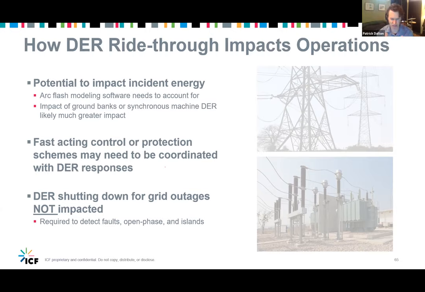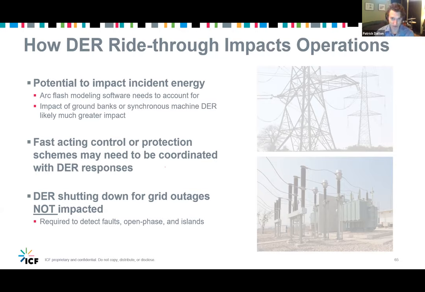So out of synchronism, we were talking about these voltage waveforms and how they're all in sync across the system. Well, out of sync means that the grid side and the DER side voltage waveforms have shifted. And the effect of out-of-synchronism reclosing is to have damaging voltage and current spikes.